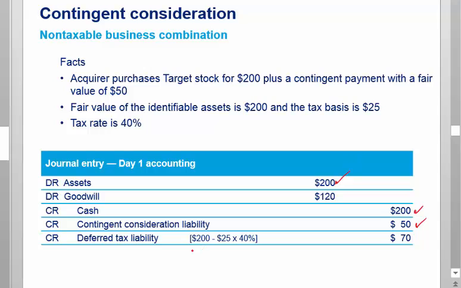We book a DTL for the basis difference in the depreciable assets, identifiable assets. So we book 70 of DTL. And then the goodwill becomes the 50 of excess purchase price before deferred taxes, plus another 70 of DTL equals 120. So that's what we would do on our opening balance sheet, and that assumes that the contingent payment has a fair value of 50. So now we're going to say, well, what happens if it's not 50?